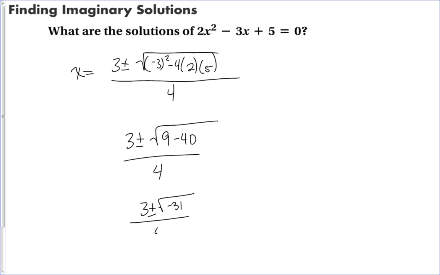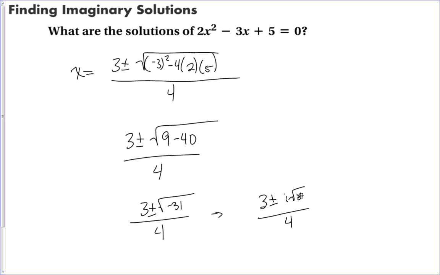Well, we can't take the square root of a negative number, right? Unless you're using i. When you're using i, you can take the square root of a negative number. Now, we would not leave it like this. Since we have the square root of the negative, you would need to pull out the i. So this would be 3 plus or minus i times the square root of 31, over 4.